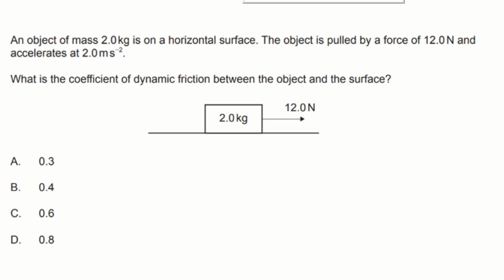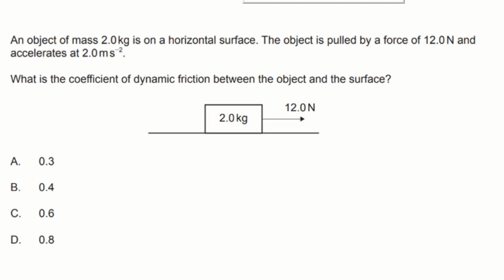So this is a great question to test your understanding of forces and how they add together. We have an object of mass 2 kilograms being pulled by a force and accelerating at the rate shown there, 2 meters per second squared. And we're asked what the coefficient of dynamic friction between the object and the surface is.